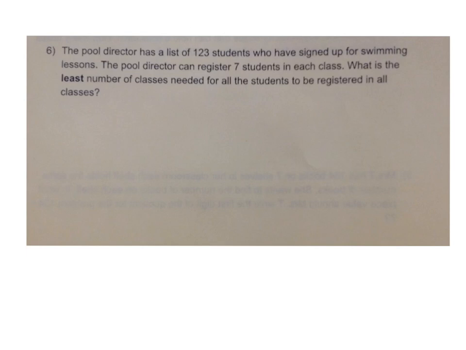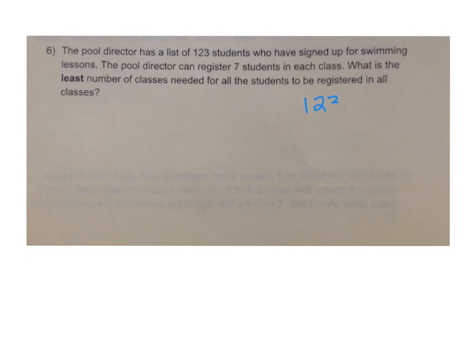Number 6. The pool director has a list of 123 students who have signed up for swimming lessons. The pool director can register 7 students in each class. What is the least number of classes needed for all the students to be registered in all classes? All right, well, I know this story is about students that want to be in a class, and only 7 students can be in each class.